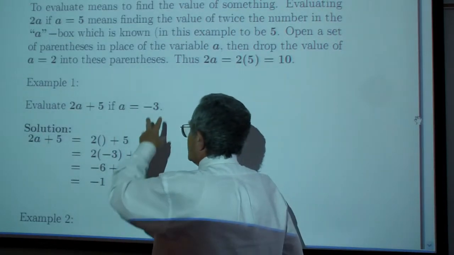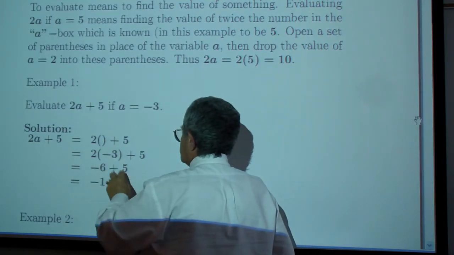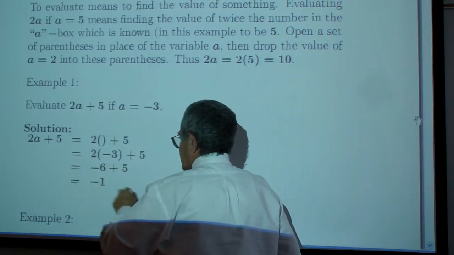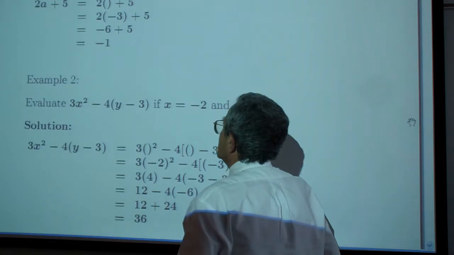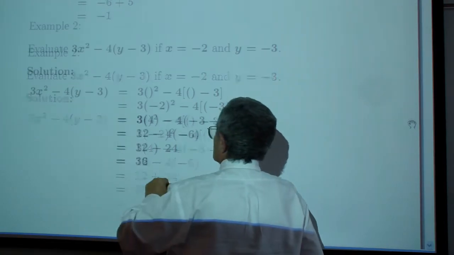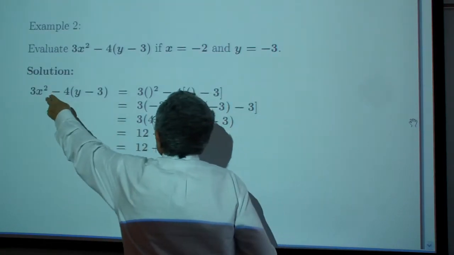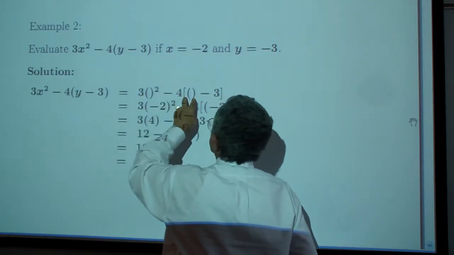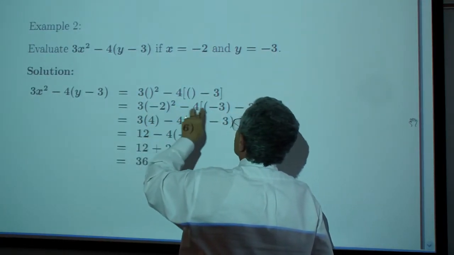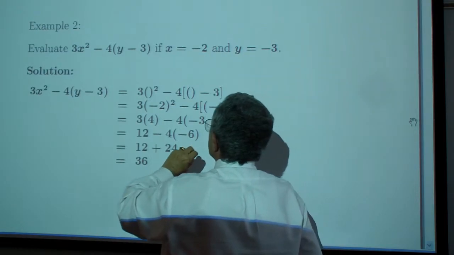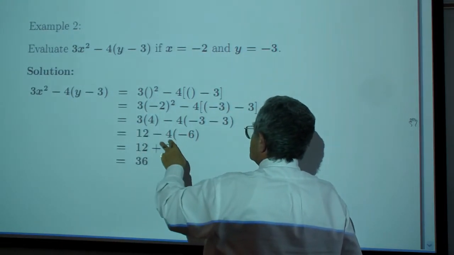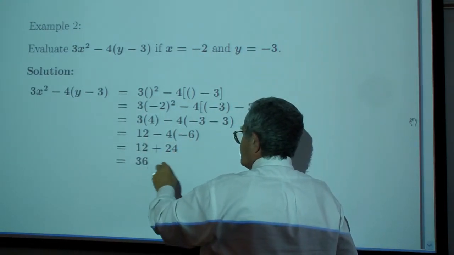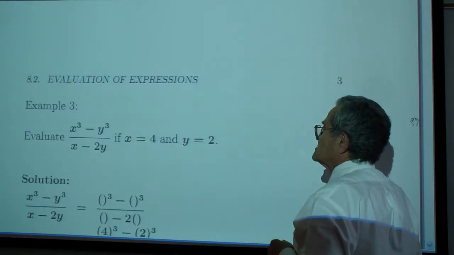Evaluate 2a plus 5 if a is negative 3. Open parentheses, drop in negative 3, crank out the number. Evaluate. You have a parenthesis here, drop in the numbers negative 2 and negative 3. You get a 12, you get a 24, for a sum of 36. Example 3.